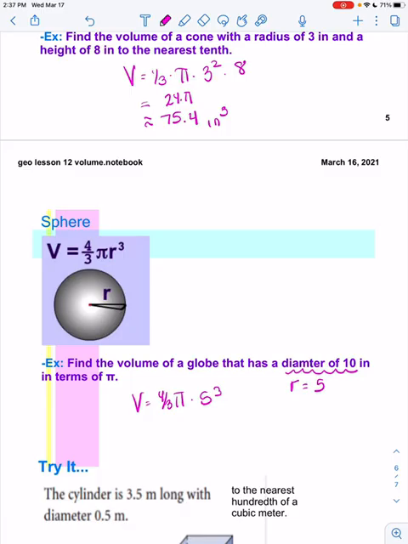So that's 125 times 4/3. And that gives me 166.667 pi. I'm going to just put that into a fraction in my calculator, and that's 500/3 pi inches cubed. And again, if I wanted to find it to the nearest 10th, I would just multiply by pi.